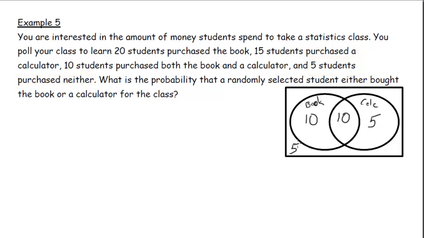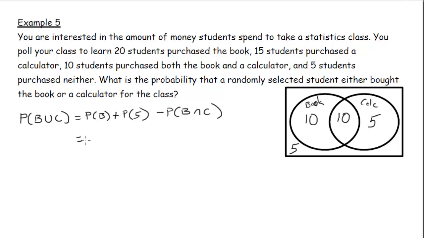So if we wanted to find the probability that a student either purchased the book or the calculator, that's going to be the probability that a student purchased the book plus the probability that they purchased the calculator minus the probability that they purchased both.